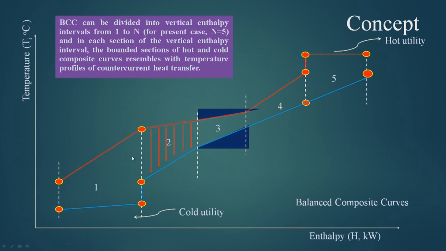The bounded section of hot and cold composite curves resembles the temperature profiles of a countercurrent heat transfer. If we see vertical enthalpy interval number 1, this is the hot composite which moves from here to here, and this is a cold composite whose inlet temperature is this and outlet temperature is this. This resembles the temperature profile of a countercurrent heat exchanger.